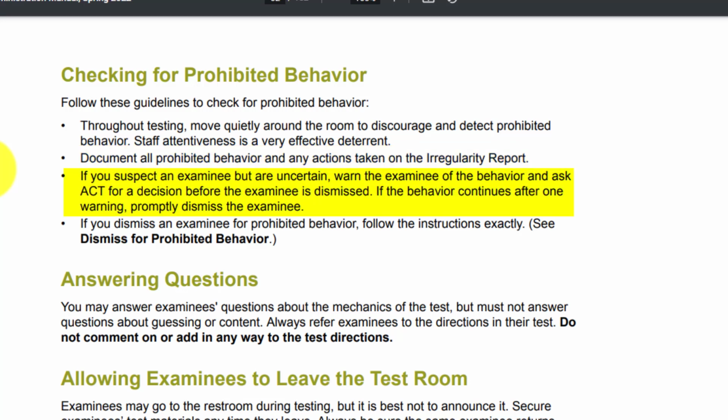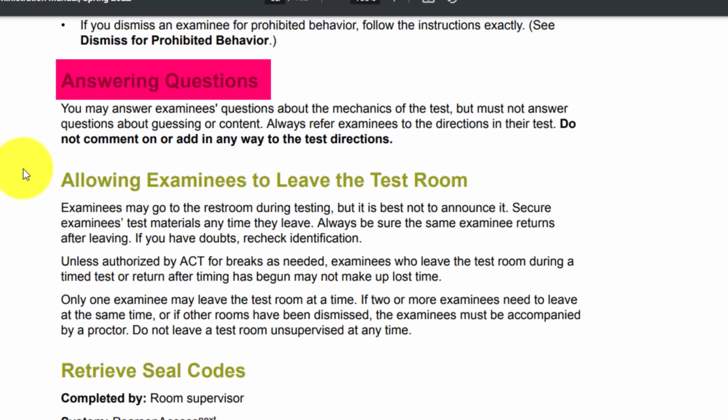If you suspect an examinee but are uncertain, warn the examinee of the behavior and ask ACT for a decision before the examinee is dismissed. If the behavior continues after one warning, promptly dismiss the examinee. If you dismiss an examinee for prohibited behavior, follow the instructions exactly. So make sure you go to the section that says dismiss for prohibited behavior.